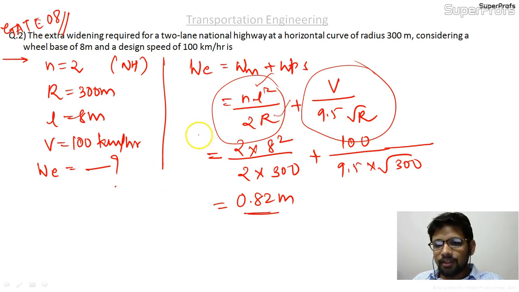Either you can remember the derivation for this, or you can simply remember that mechanical widening is NL square upon 2R. It's very easy to remember. The psychological widening is a slightly difficult formula to remember, V upon 9.5 root R, but I always suggest that you use some trick of your own. I've got my own trick to remember this formula, and you should find your own trick to remember it.